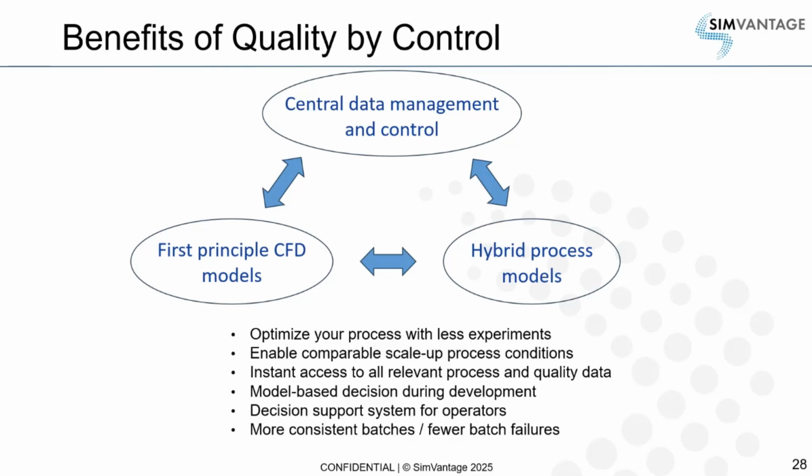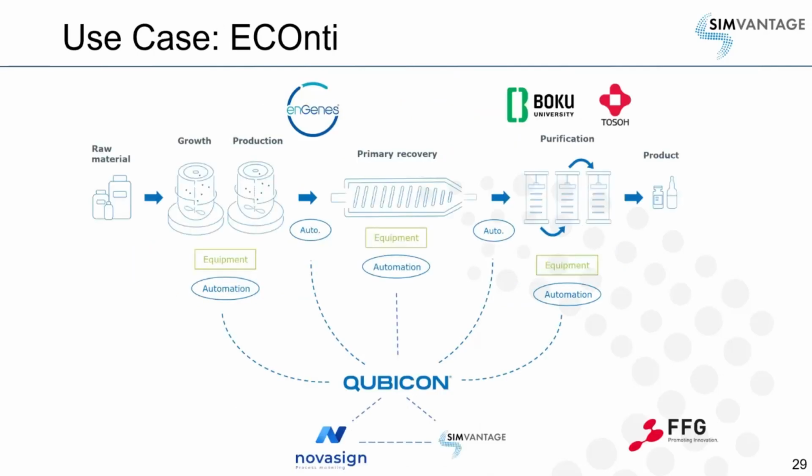You can also get a model-based decision tool for the operators, so that the operators know in advance what a change they want to make in the reactor's operation would mean for the yield, for example, or for the shear rate inside the reactor. And all of that leads to more consistent batches and fewer batch failures.